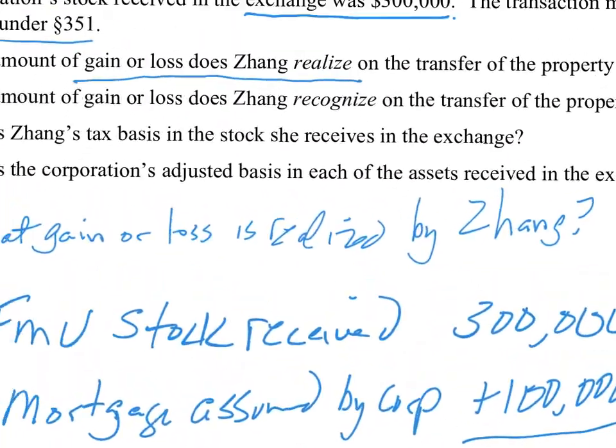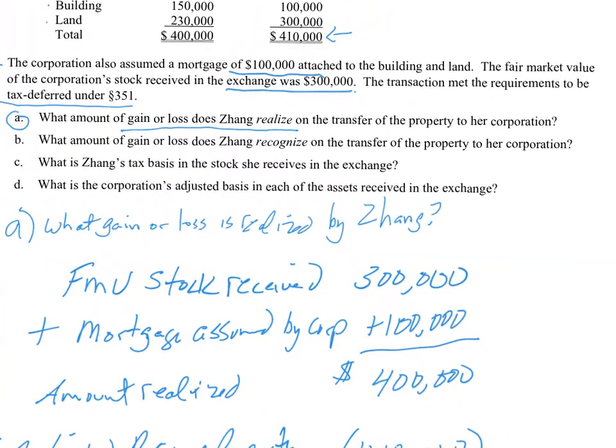Now part B, if we expand this back up, part B, what amount of gain or loss does Zhang recognize on the transfer of property to her corporation? So remember, realized and recognized are not always the same, right? Realized is more normal, but there are specific situations where the tax code says you do not have to or you do not get to recognize the gain or loss. Section 351, tax deferred transfers are one of those situations.